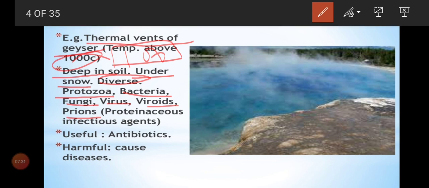So what is the use of microorganisms? This is the general concept. What is the use of microorganisms? We can prepare antibiotics. And what is the harmful, foe part of microorganisms? It is disease.